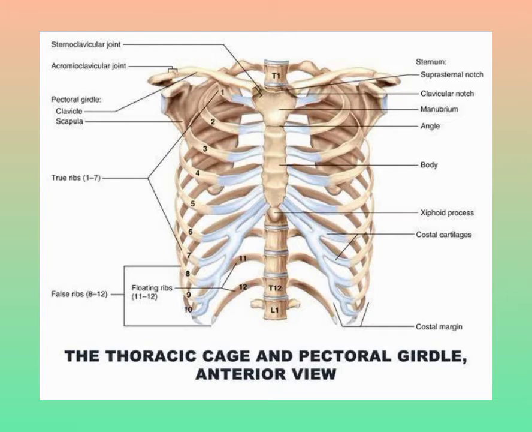They are not attached to the sternum, but they are part of the rib cage here. So the thoracic cage and pectoral girdle, we are observing the anterior view here. This is a ventral view, and we can see this structure clearly.